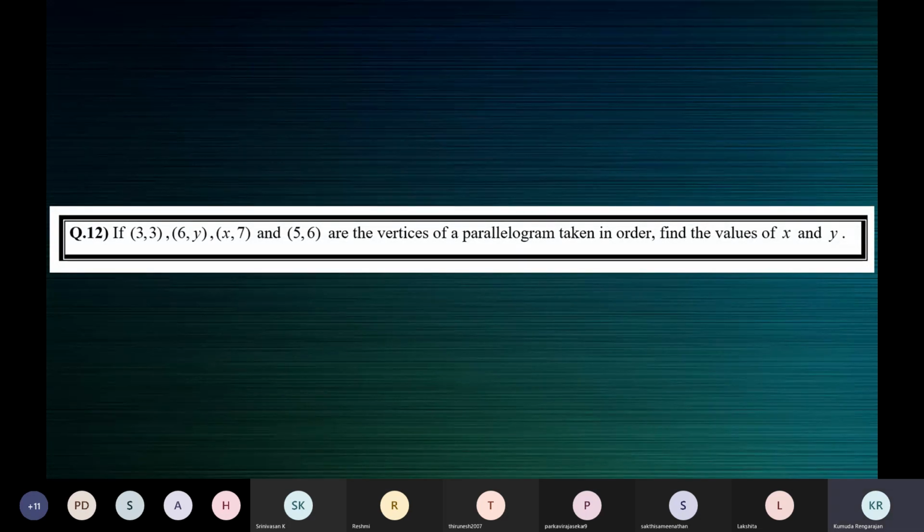You can draw a diagram. You can represent it in a diagram. You can draw a parallelogram. Call it ABCD or PQRS.